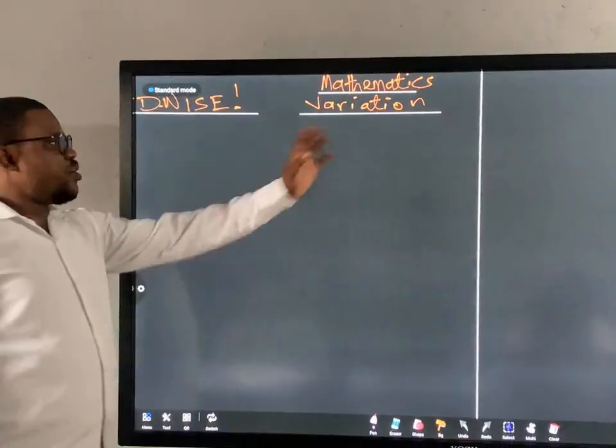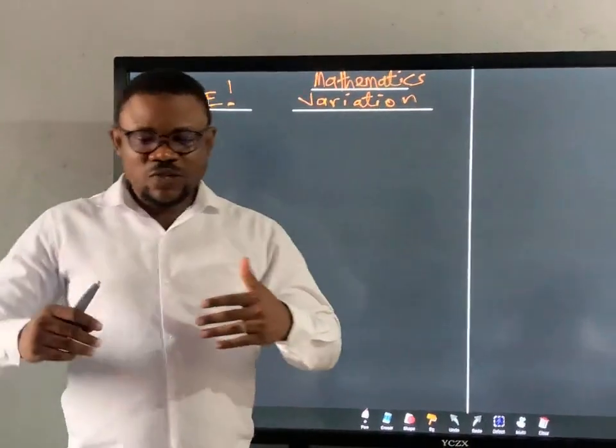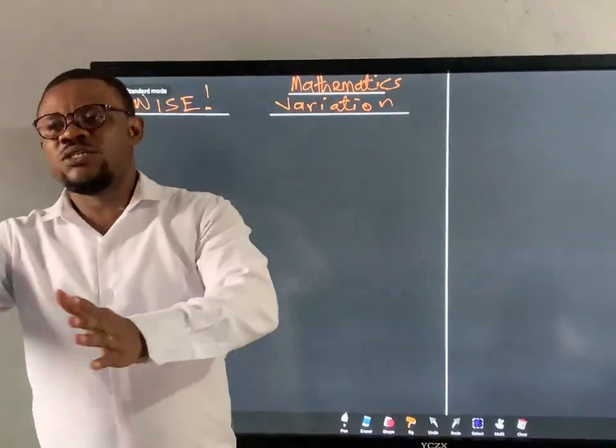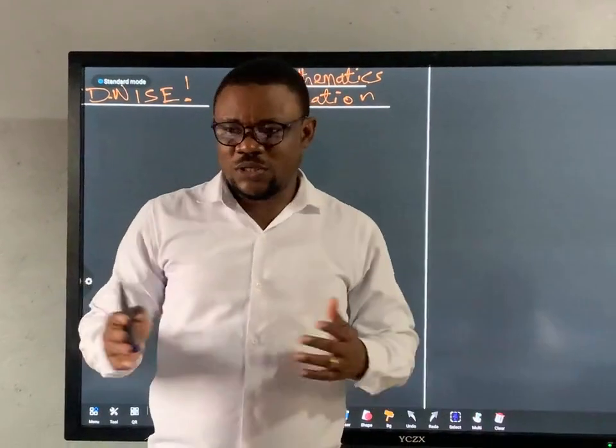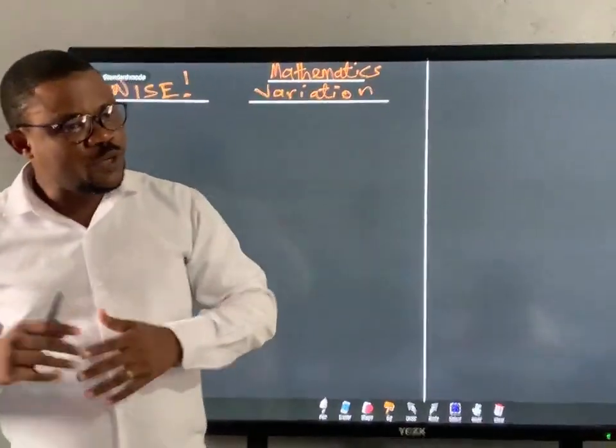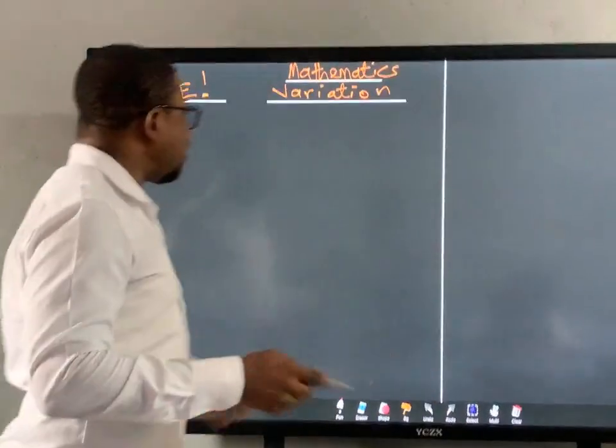To understand variation, you are checking how a change in one quantity is causing a change in another quantity. I'll be as fast as possible.